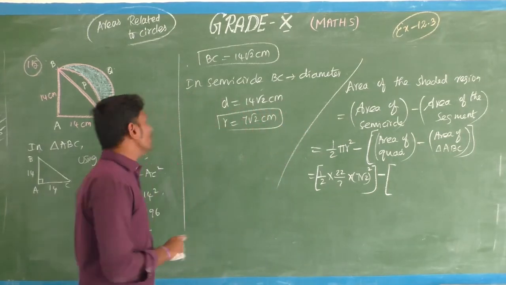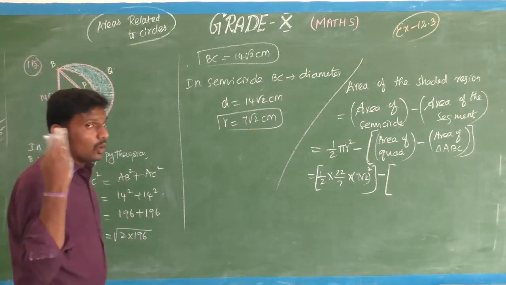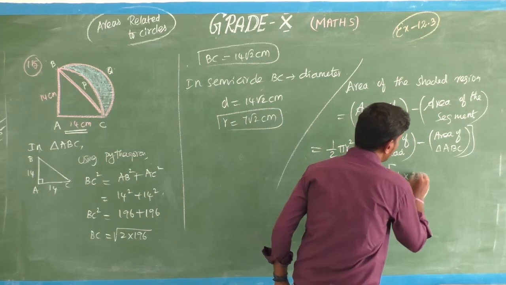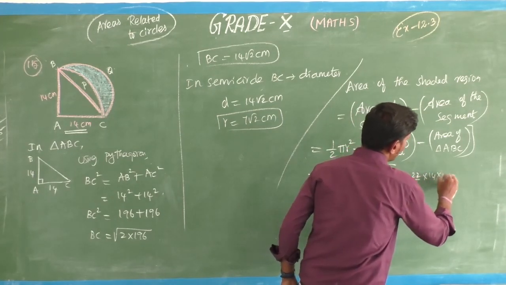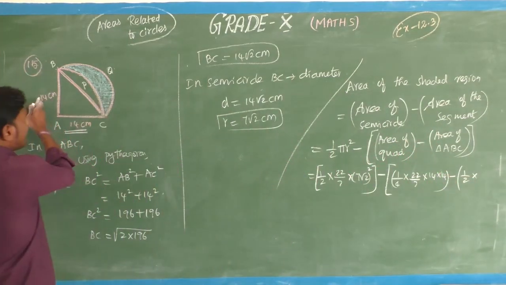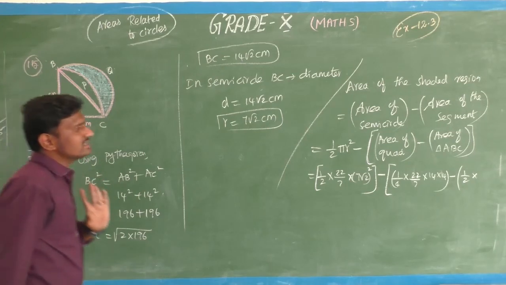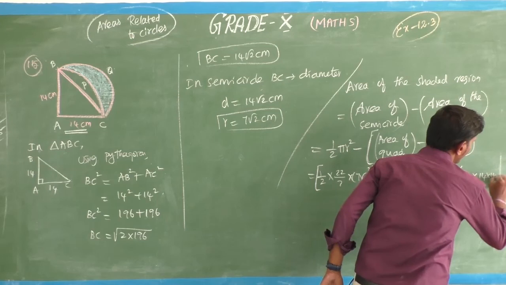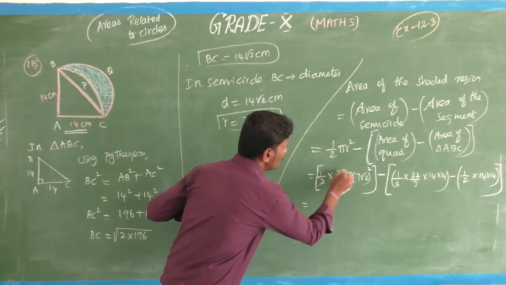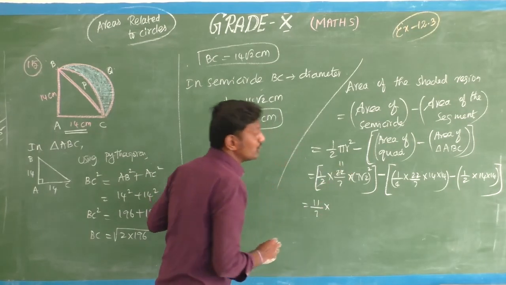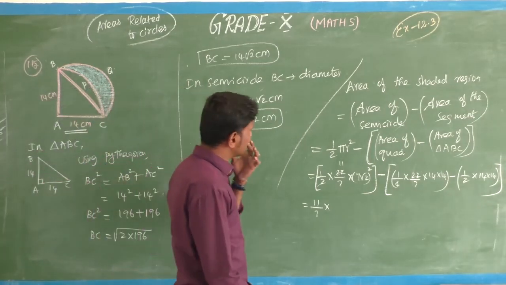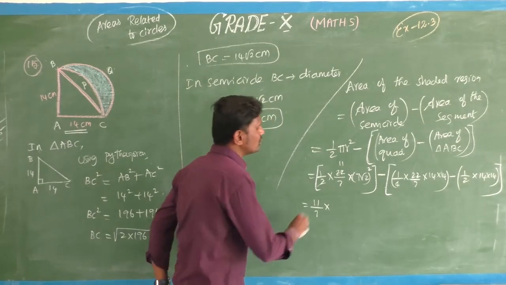Minus the area of the quadrant, where the radius is 14 centimeter. So 1/4 into 22/7 into 14 into 14, minus the area of the triangle, half into base and height, which are the same. This is the base and that is the height. So 1/2 into 14 into 14. Now the simplification: 11/7 into 7 √2 the whole square. Already you know that 7 √2 squared is 7 7s are 49, 49 into 2 is 98.